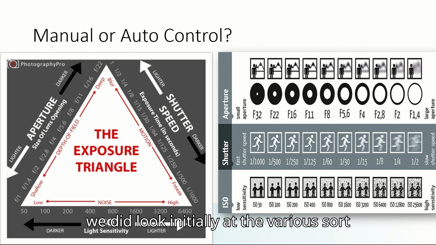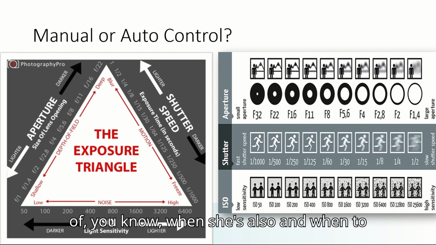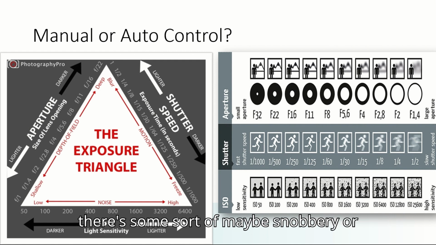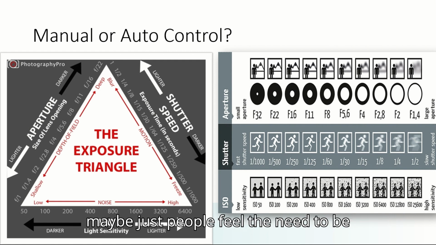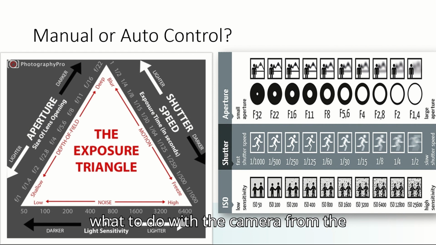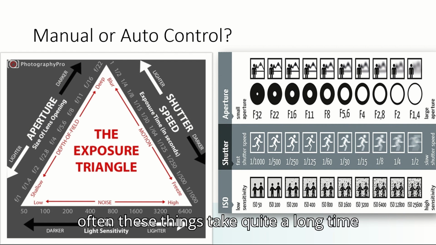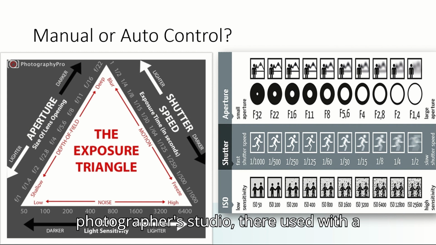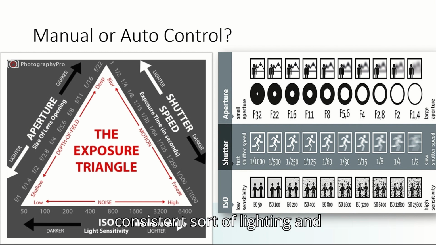Right, we did look initially at when to use auto and when to use manual. And as I always say, I'm a great lover of using auto. I think there's some sort of snobbery, or maybe people just feel they need to be able to know what to do with the camera from a manual point of view. However, very often these things take quite a long time to set up manually, and when they are used manually, such as in the photographer's studio, they're used with consistent lighting and a consistent backdrop and a certain focal distance.